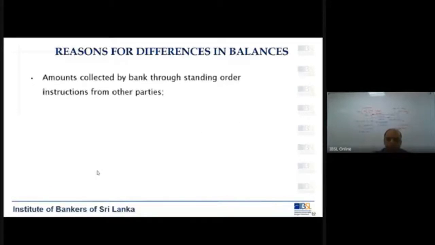Continuing on the same, amounts collected by bank through standing order instructions from other parties. Now this is also a possibility. Sometimes when there are recurring payments, which means the same payment will happen every month or maybe every year, say something like the insurance payments, or maybe you have to pay exam fees or school fees or whatever. So what you can do is you can request the bank to make this payment on your behalf every month or every year. So you will instruct the bank in advance to do it.